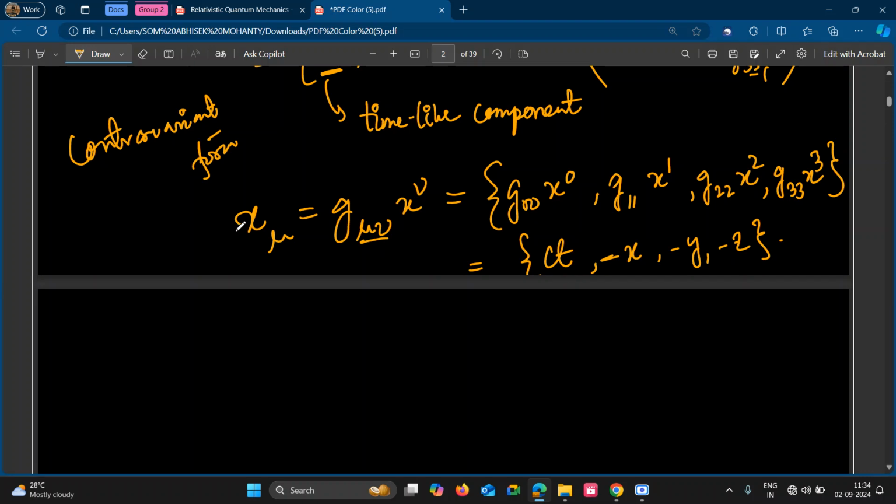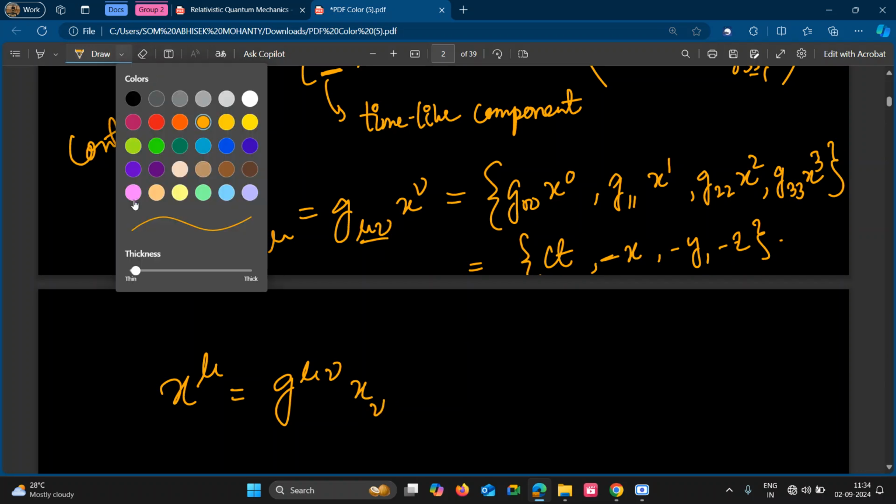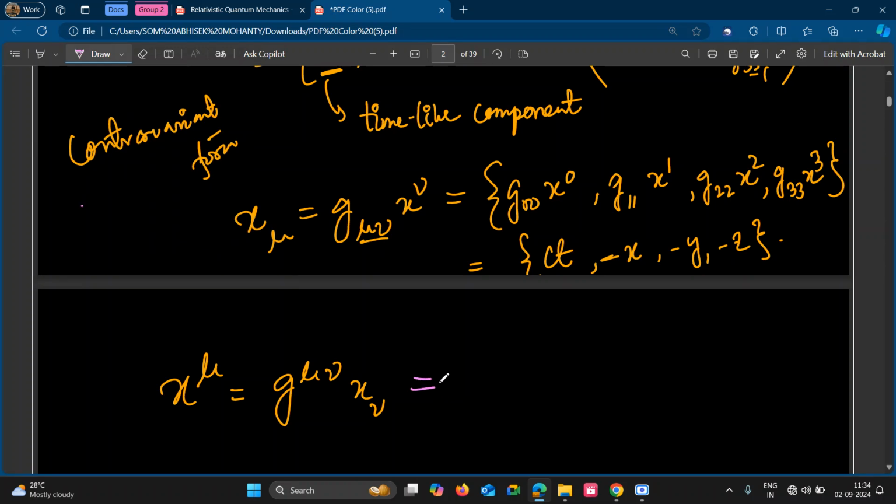If I write the exact opposite of this, in covariant form, like x mu, then you can write it easily now. Got it now? I hope you are getting it slowly. It's about your own self-reflection, how you can understand it on your own. Even if I tell you 100 times, you won't be able to understand. So x mu is equal to g mu nu x nu.